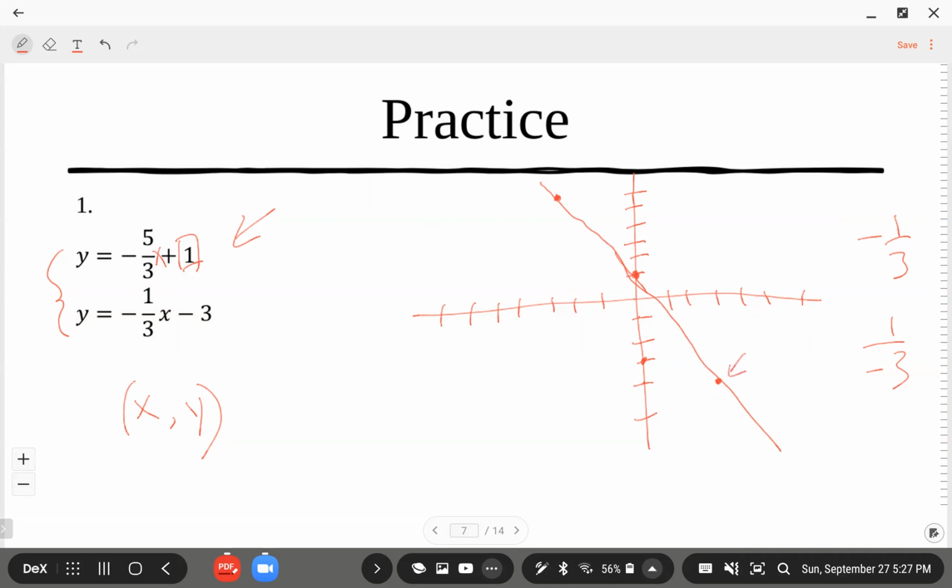So to make sure, let's do the other point. Let's go up by 1 and to the left by 3. 1, 2, 3. Okay, right here. Straight line. There we go. That is our intersection point. We have 3, negative 4. Right here, that is 3, negative 4. So did anybody get that answer of 3, negative 4?